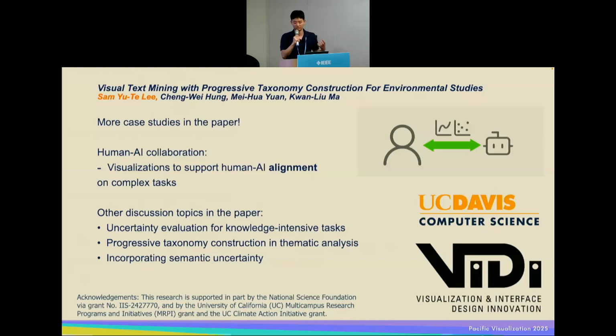And as visualization designers or visualization researchers, we have the potential to design visualizations in a way that these issues of alignment or other ethical issues can be avoided completely.